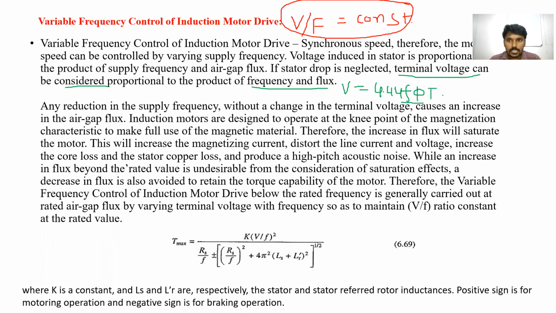From this relation, V by phi is equal to 4.44 F into T. If the frequency decreases, the flux increases, and if the frequency increases, the flux will decrease. These are the two methods we have discussed previously. But why are we going for the V by F equal to constant method here?